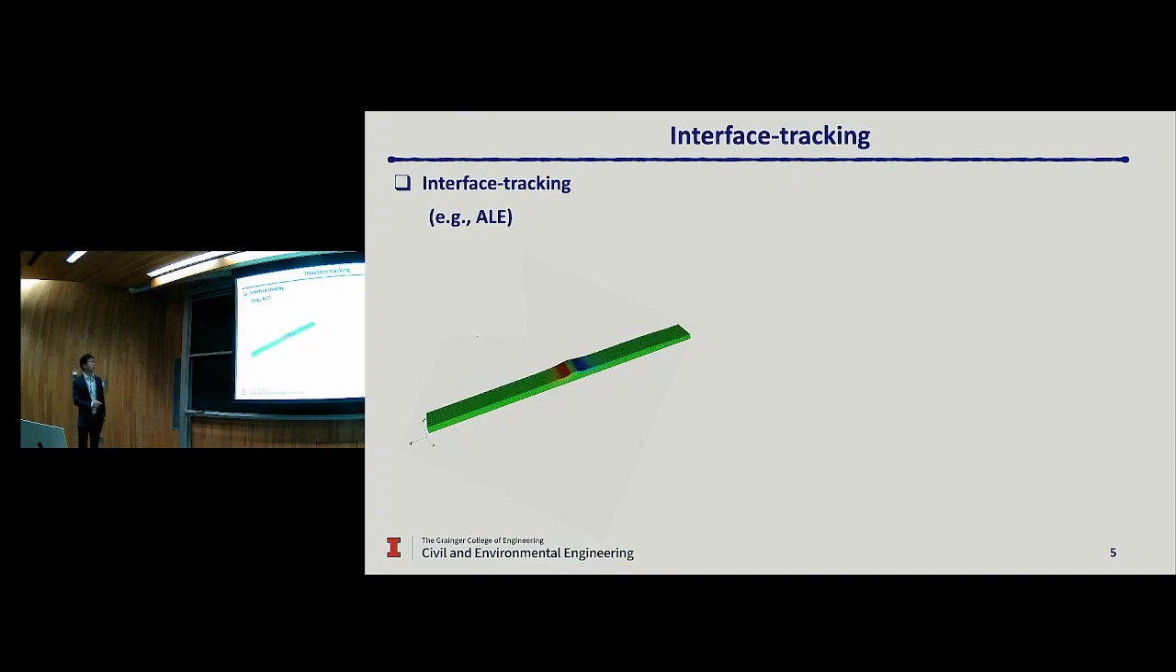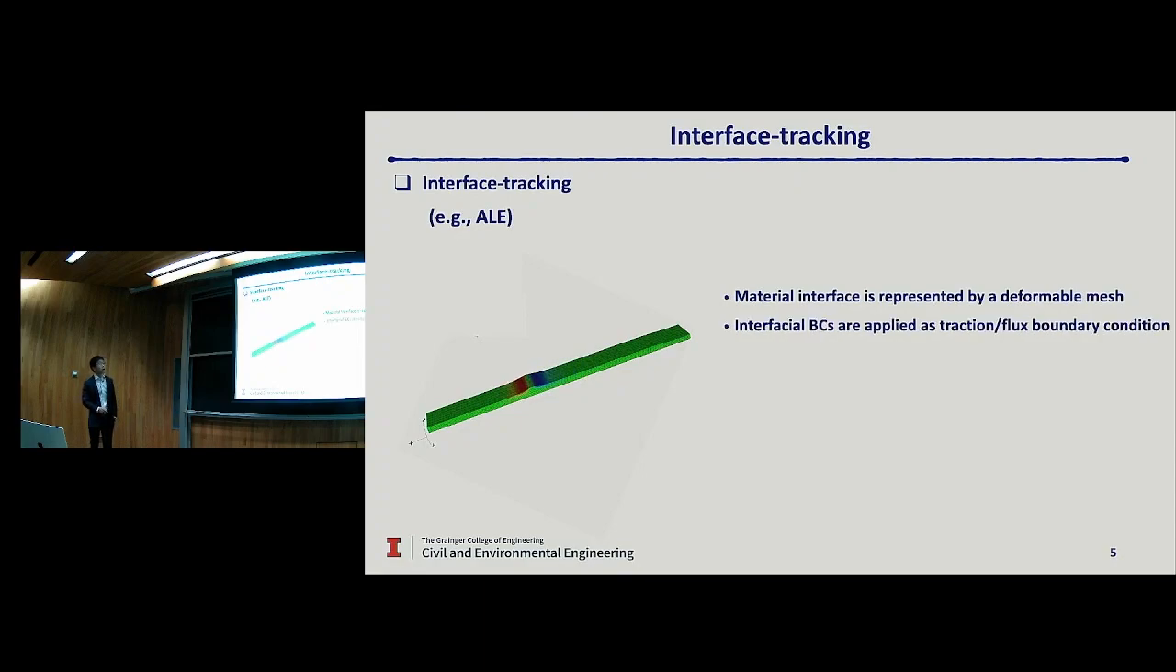handle the interface. The first one is so-called interface tracking. I believe the most famous approach is probably the arbitrary Lagrangian-Eulerian approach, ALE. In this type of approach, the material interface is represented by a deformable mesh, as you see here. In this interface tracking approach, the interfacial boundary conditions are applied directly as traction or flux type of boundary conditions if we are using finite elements. The advantage is that this type of method has high accuracy per degree of freedom. However, in order to track the interface, you have to perform mesh motion and sometimes even remeshing.